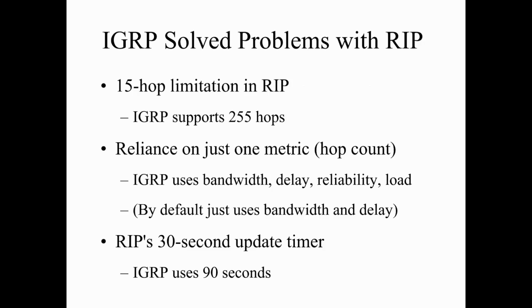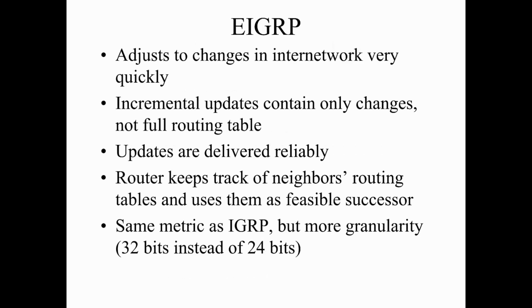IGRP solved problems with RIP, like the whole 15 hop limitation. RIP also has that 30-second update timer, where IGRP could use 90. EIGRP is an enhanced IGRP. It adjusts to the changes in the network very quickly. It has incremental updates, containing only changes. That way you don't have to send the entire routing table. It also updates and delivers more reliably.